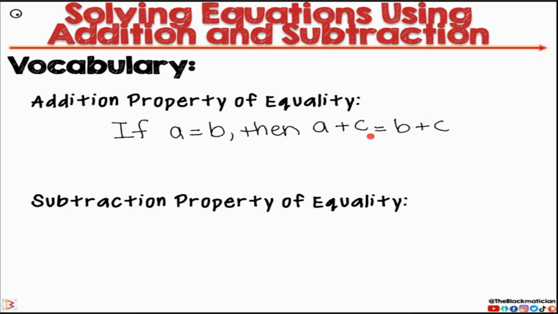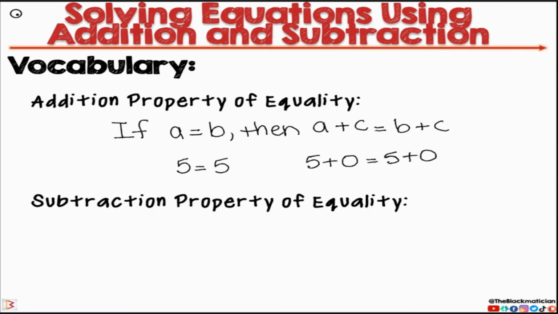Thinking that A and B are numbers and C is a number, let's say 5 equals 5, right? If I add 0 to both sides, I'm still going to have a correct solution. 5 plus 0 equals 5 plus 0. I use the additive property because I added the same number to both sides.